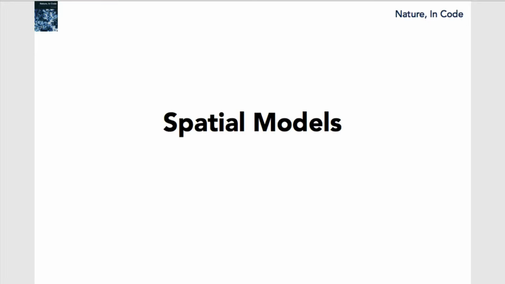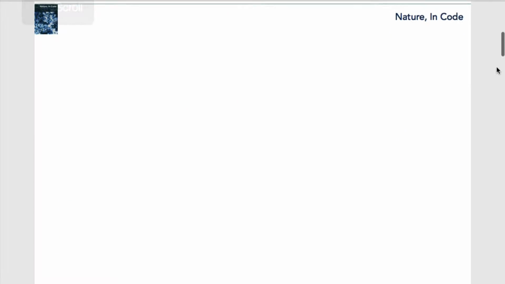We have arrived in Chapter 5. Chapter 5 is all about spatial models. And this is going to be a fun chapter in terms of the visuals we're going to develop in this chapter. So spatial models are models that take spatial considerations into account. And so far, we haven't done this.